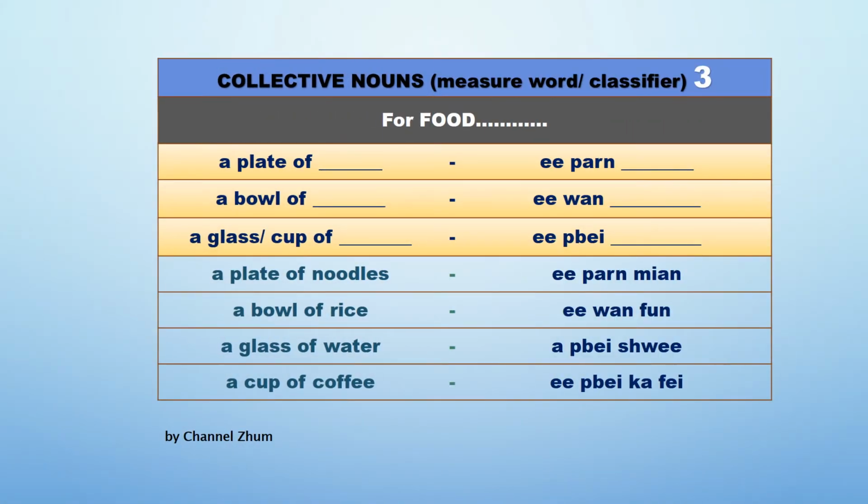For food, a plate of, 一盘, a bowl of, 一碗, a glass or a cup of, 一杯. A plate of noodles, 一盘面, a bowl of rice, 一碗饭, a glass of water, 一杯水, a cup of coffee, 一杯咖啡.